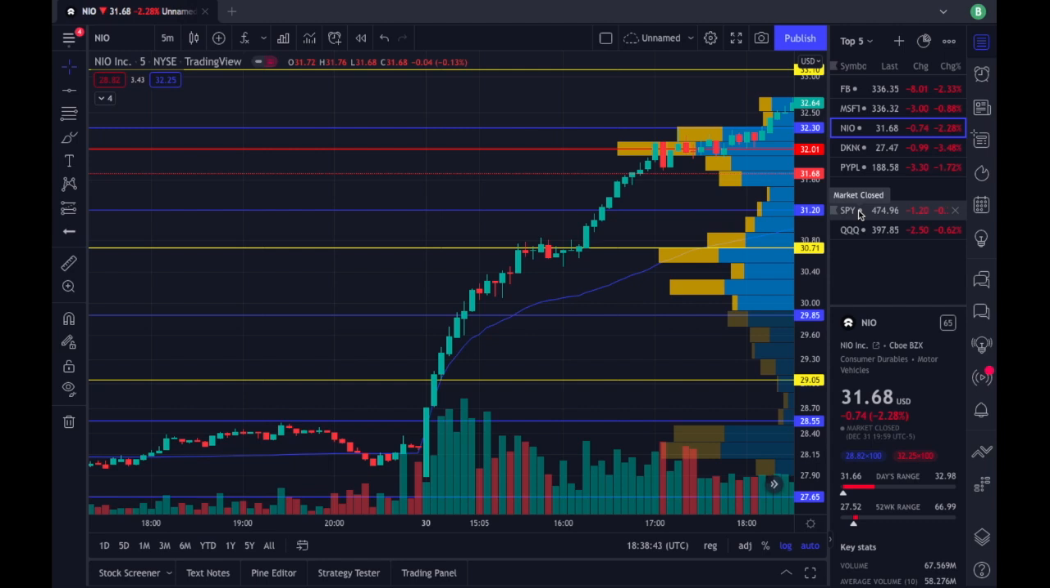But another huge thing to focus on when it comes to trading and really building our profile is to focus on the quality of the play, not the quantity of plays that we can play.